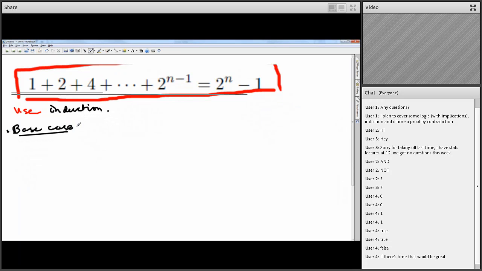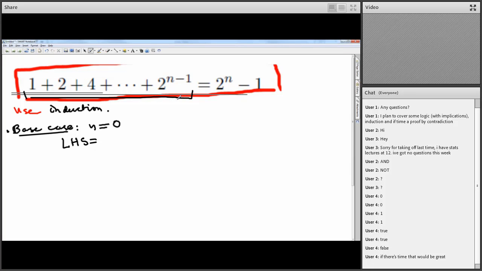So the base case would be the smallest value you want to consider it for. And as I said, n equals 0, that means no rows at all in the binary tree, is the really simplest case. It's like a pretty default one. So I've really got two sides of the equation. So what's the value of the left-hand side here when n is 0?